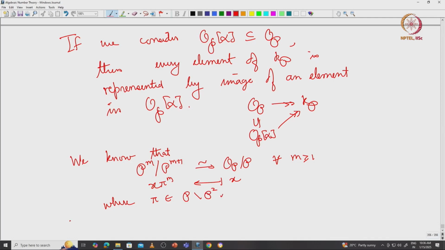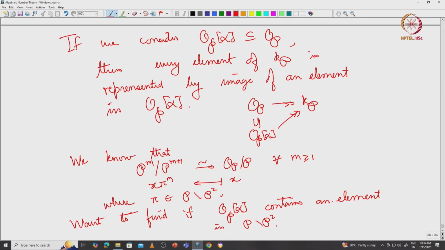So, we want to find out if O_p[alpha] contains an element in P minus P squared, and as I said, it need not be true that O_p[alpha] contains an element like this. We may need to change our alpha, and that is what we are going to do.